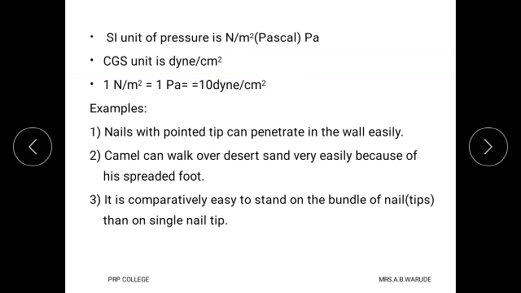As we know, when pressure is applied at any point, then that same amount of pressure is applied throughout the liquid, or throughout that body. The first example is that nails with a pointed tip can penetrate the wall easily. The second example is that a camel can walk over desert sand very easily because of its spread-out foot. The third example is that it is comparatively easy to stand on a bundle of nails than on a single nail tip.